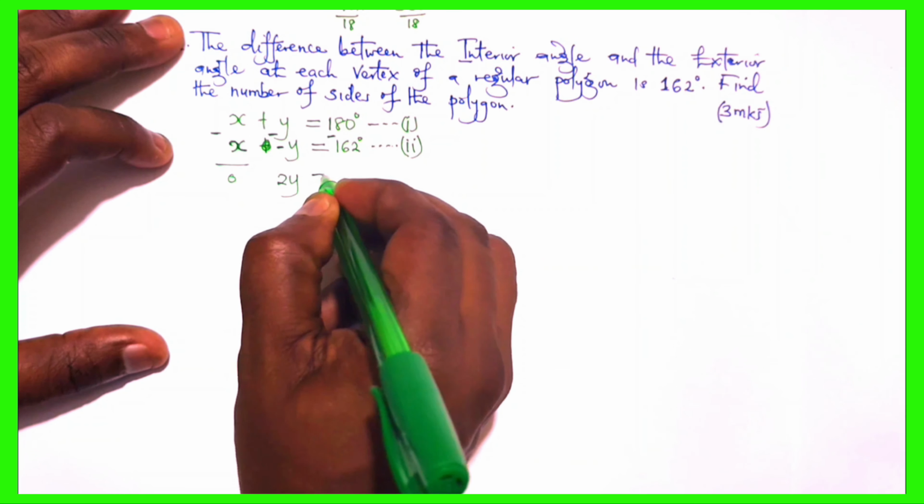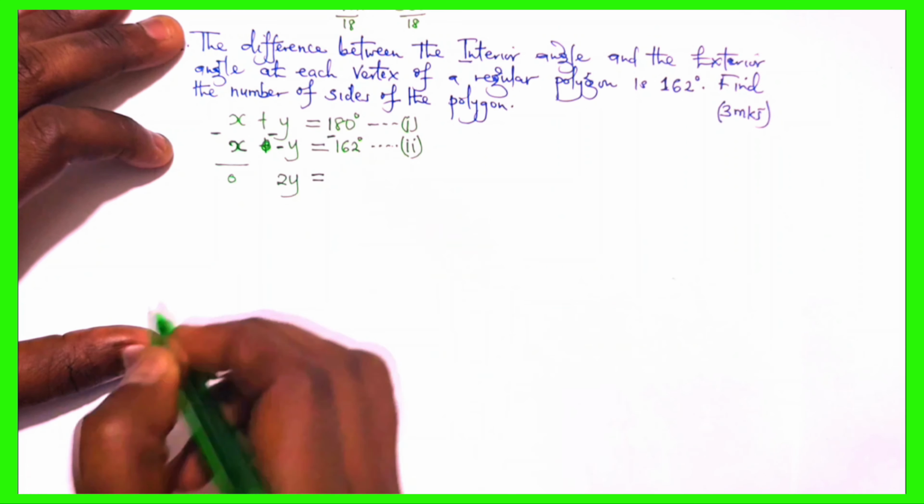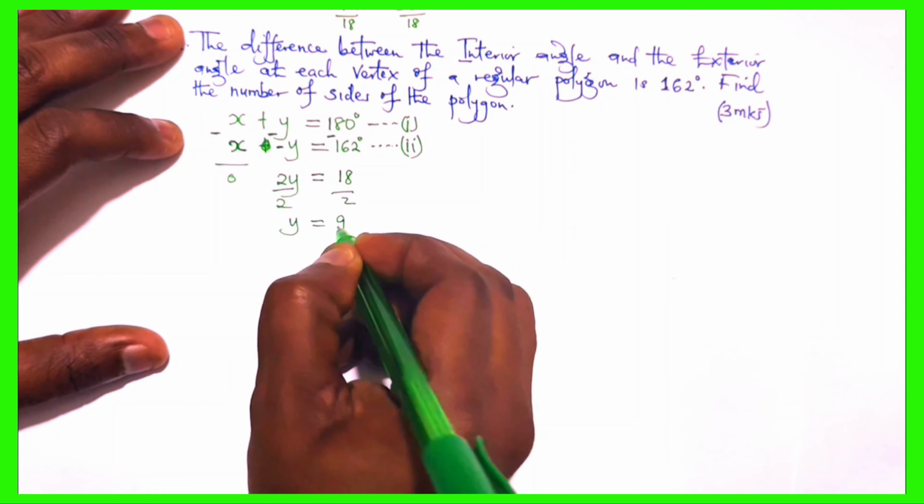So 2y will be equal to 180 minus 162, which is equal to 18. And then we divide both sides by 2. We end up getting the value of y to be equal to 9.